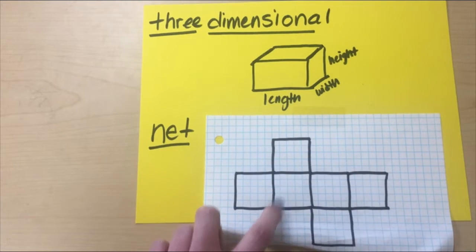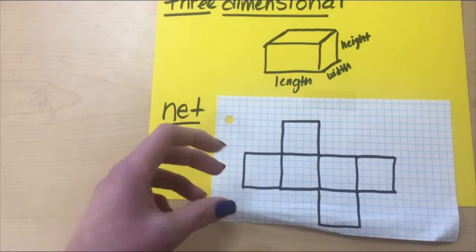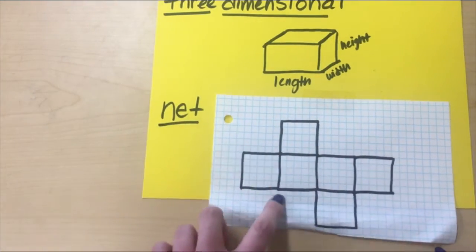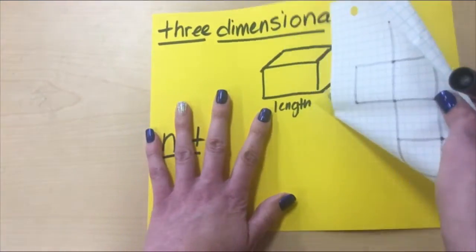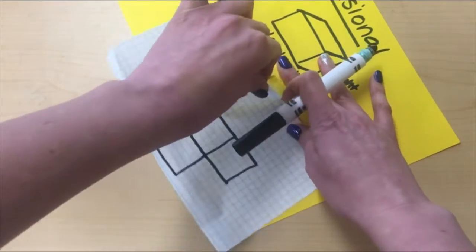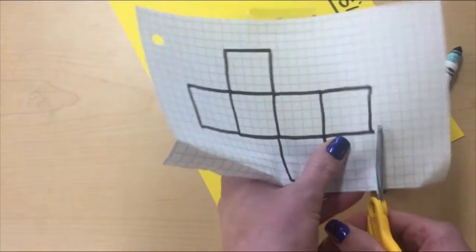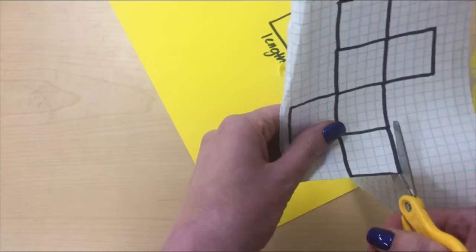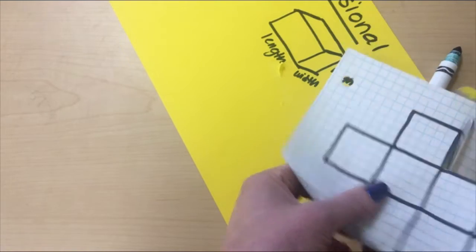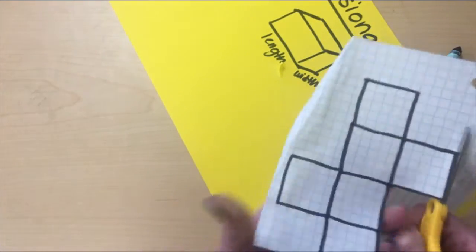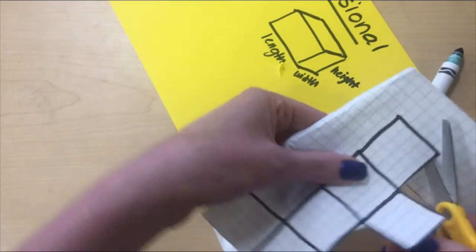And this is an example of a net. A net is basically a three-dimensional figure, but we took it and broke it apart and laid it out flat. So that's what a net is. I could actually cut this out. Right now this is two-dimensional, but I can put this net together, the layout of what this three-dimensional figure is going to look like, and make a 3D figure.